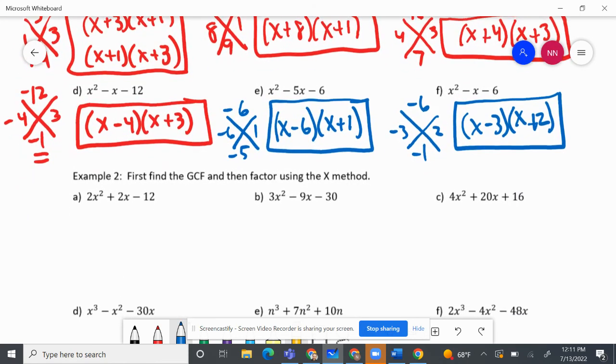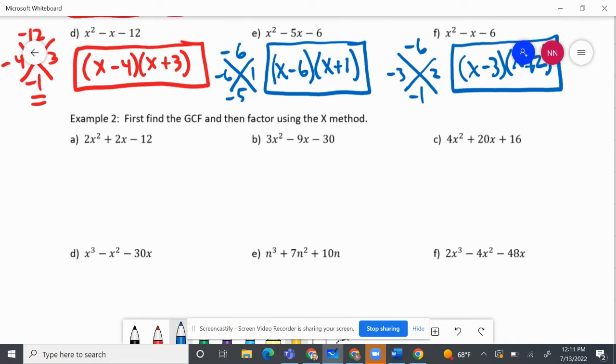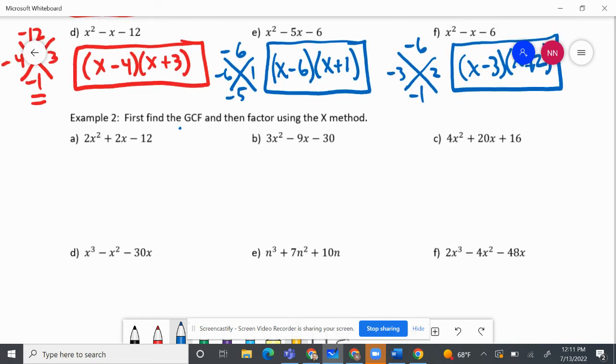Now, for our next ones, what's happening is that we're first going to find a GCF, and then we're going to use the x method to factor it. So if we're looking at each one of these, we notice that each of the terms has something in common. In this case, it has a 2 in common. So we're going to factor out a 2, and that gives us x squared plus x minus 6. Then we're going to factor it using the x method.